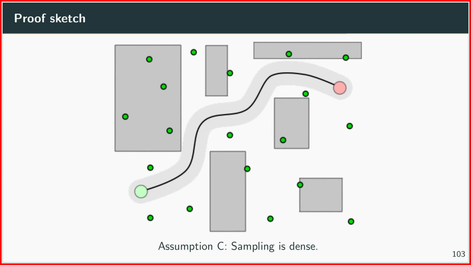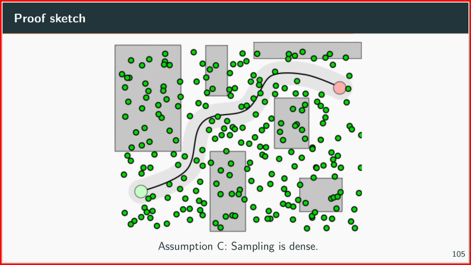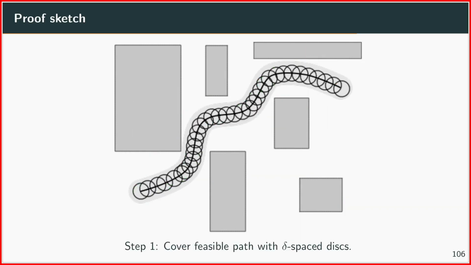If you have those assumptions, then you can show that RRT will find you a feasible path in your configuration space. I just wanted to show you here that sampling is dense, meaning that you will cover every small disk which you can define here in the end, when the number of samples goes to infinity. Okay, and so the proof basically has, I think, 3 or 4 steps.